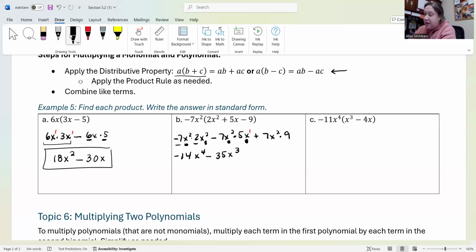And then finally, for the last term, we need to take 7 times 9. 7 times 9 is 63. There's nothing to combine with x squared, so I just bring it down.